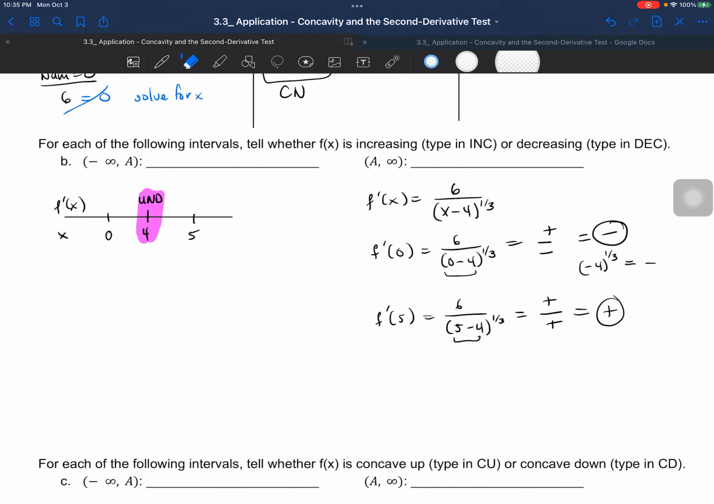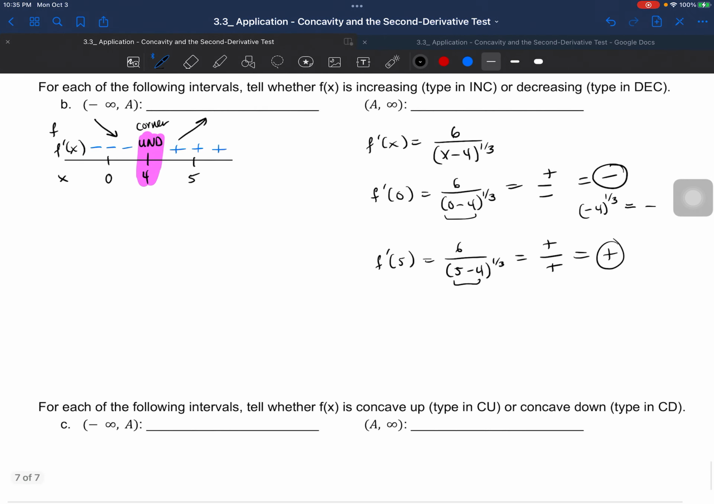So that means we're going to go ahead and use that information to fill up our space over here. That's negative, negative, negative, positive, positive, positive. And by conclusion, the function is decreasing and increasing on this side. Here we know it's going to be a corner, right? That's going to be a corner because the function is undefined. Or it could have been also a vertical line, right? It could be a vertical line.